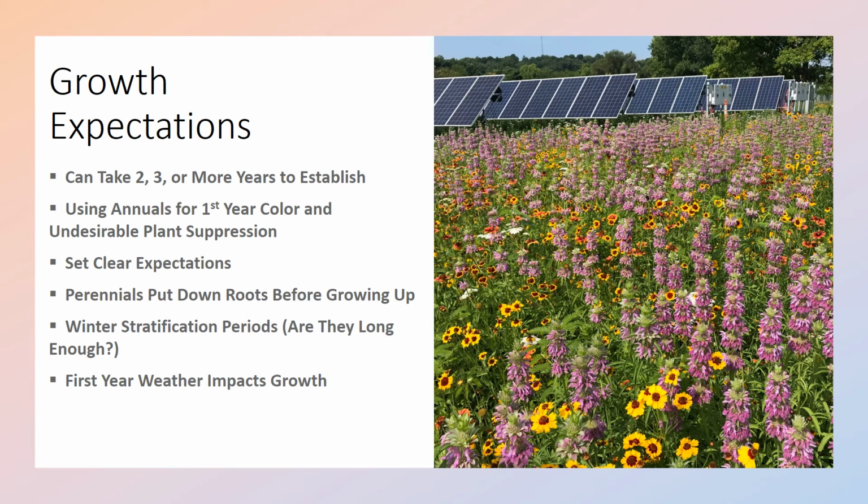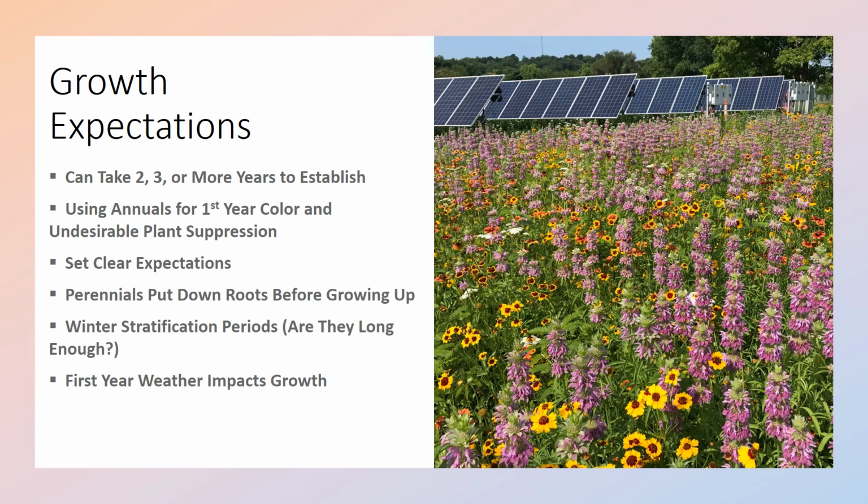Now that we've talked about management, let's talk about some growth expectations. It's going to take multiple years for your pollinator habitat from native plants to establish, 2, 3, even more years to establish. A lot of factors go into that, such as soils, weather, weed, or undesirable plant competition.